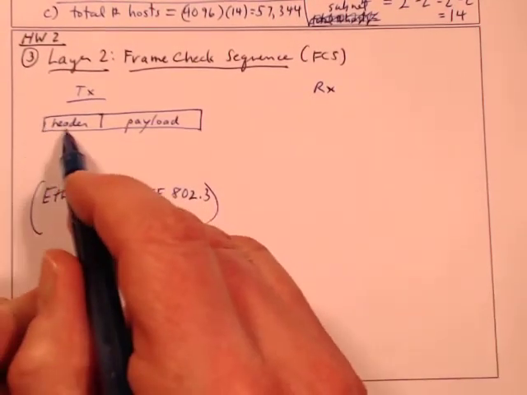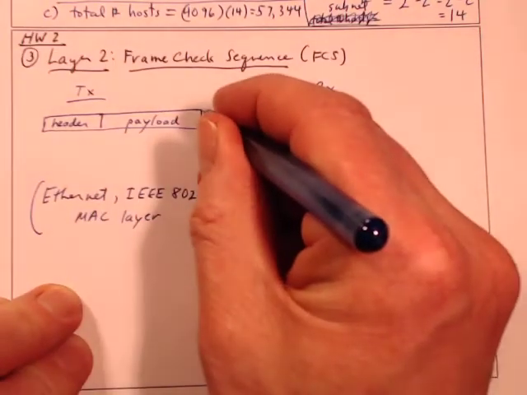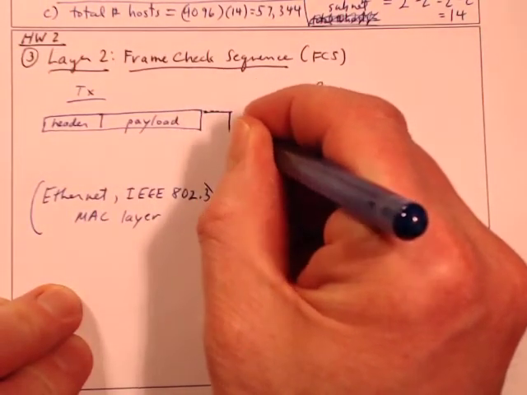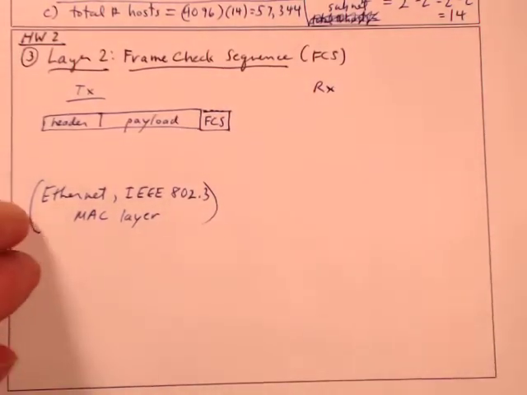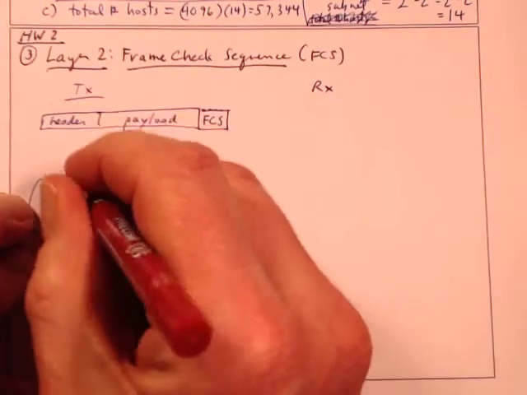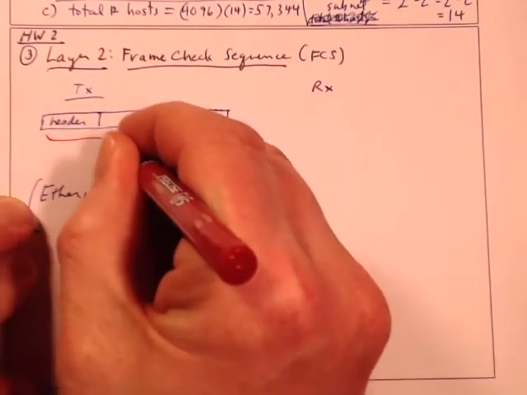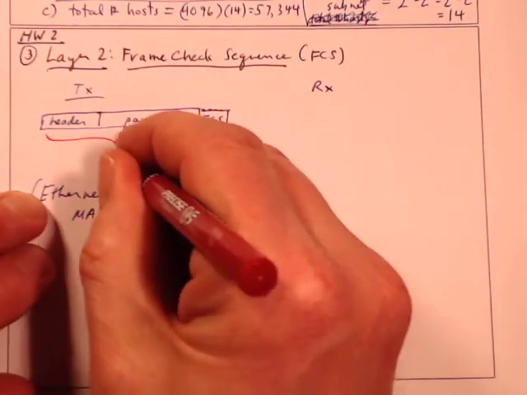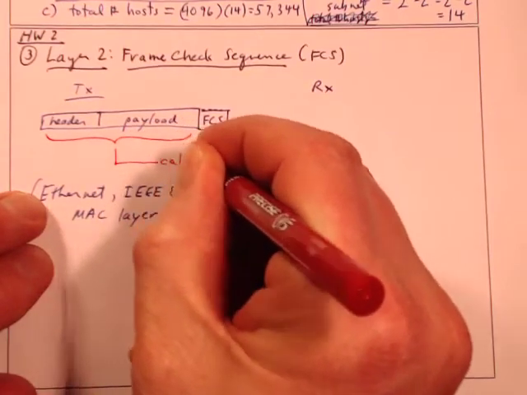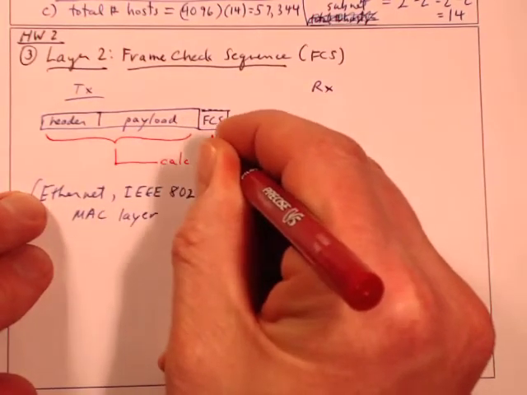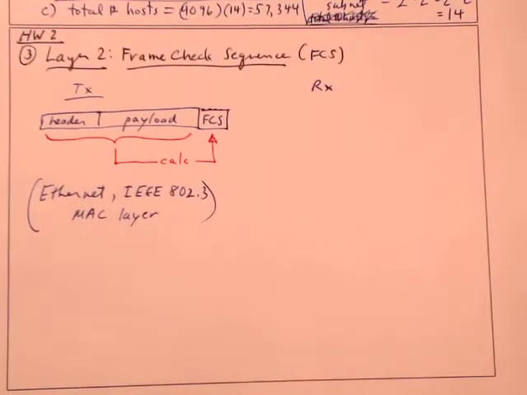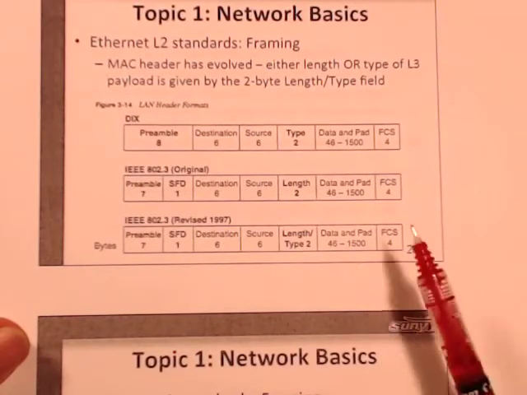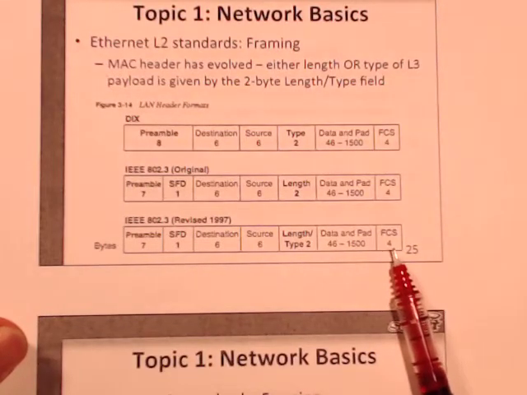Okay, so it has the header and the payload, and then at the end it's going to tack on the frame check sequence, and it's going to calculate that. Starting with the header, it's going to take all of these bits and do a calculation to calculate the frame check sequence. And the frame check sequence, if you go to the notes and look, is 4 bytes at the end. So it's 32 bits long.